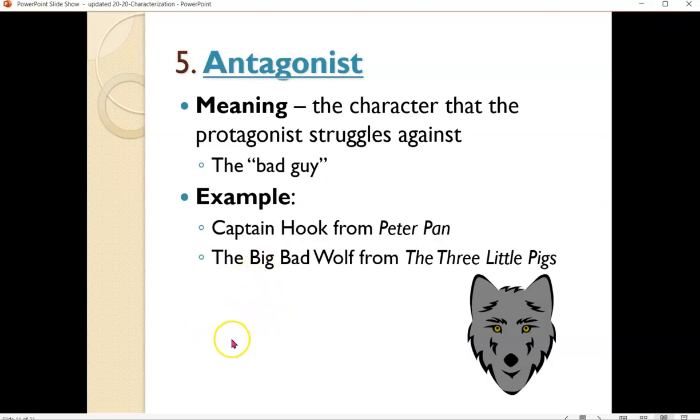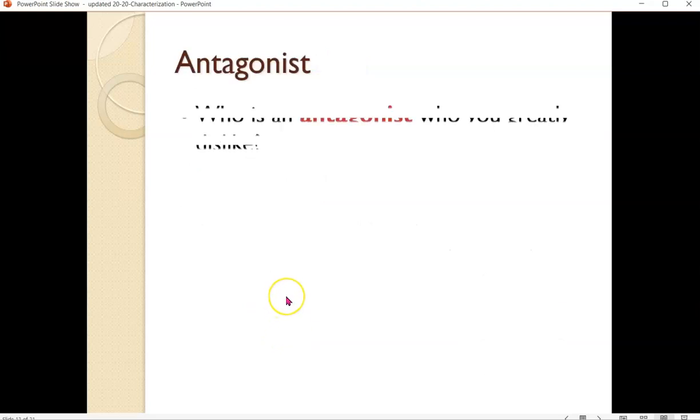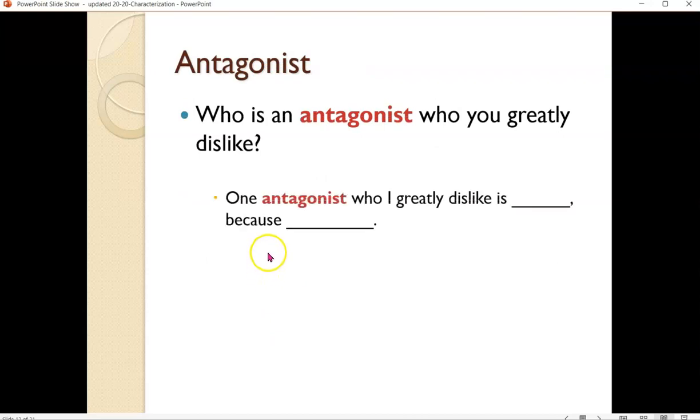So an antagonist can be very easily seen. Sometimes it can be a little bit harder, depending on the type of movie or show you're watching or book you're reading. So our question for your antagonist: Who is an antagonist who you greatly dislike? All right, so one antagonist who I greatly dislike is blank because blank.